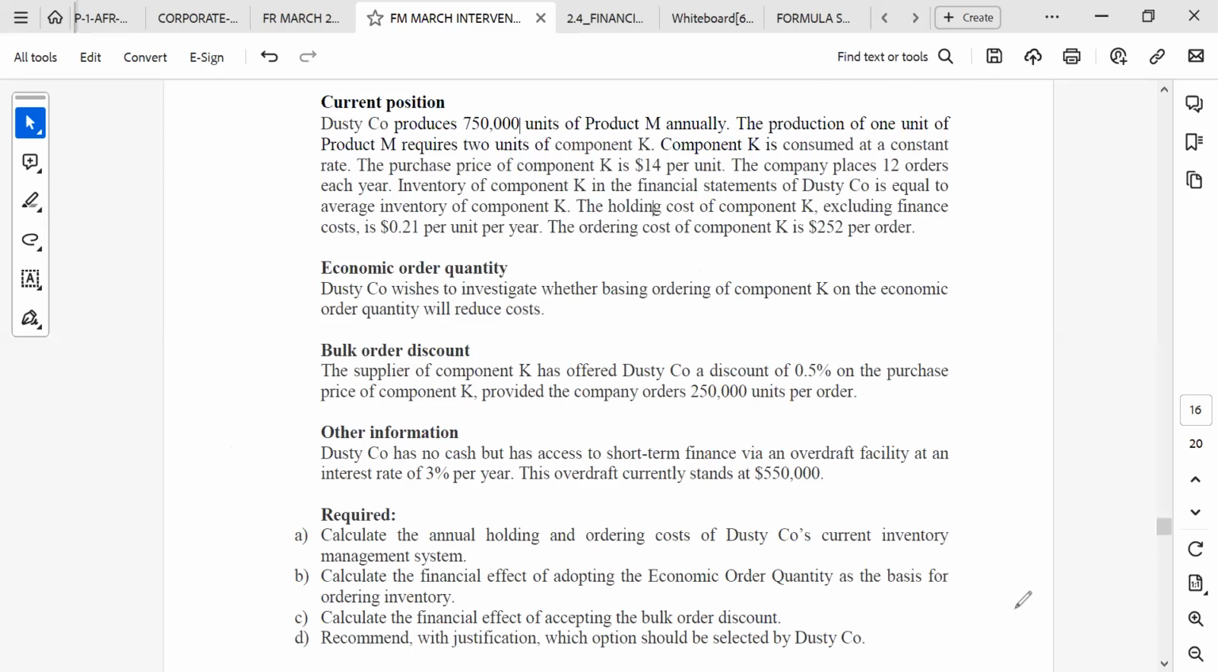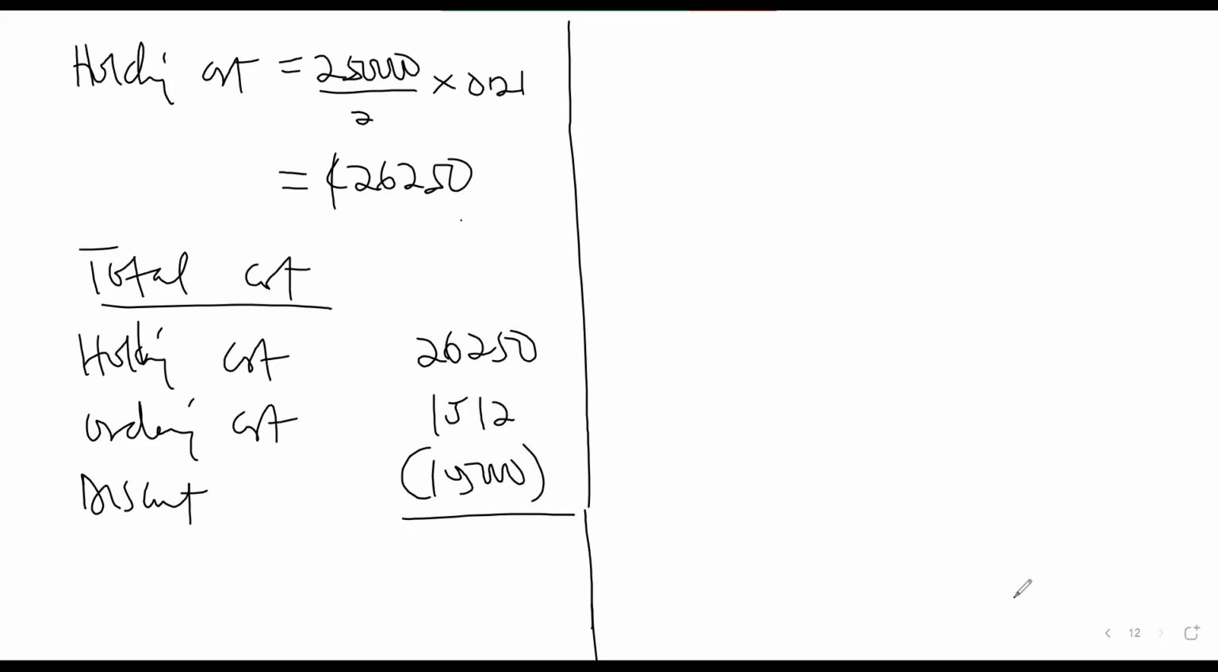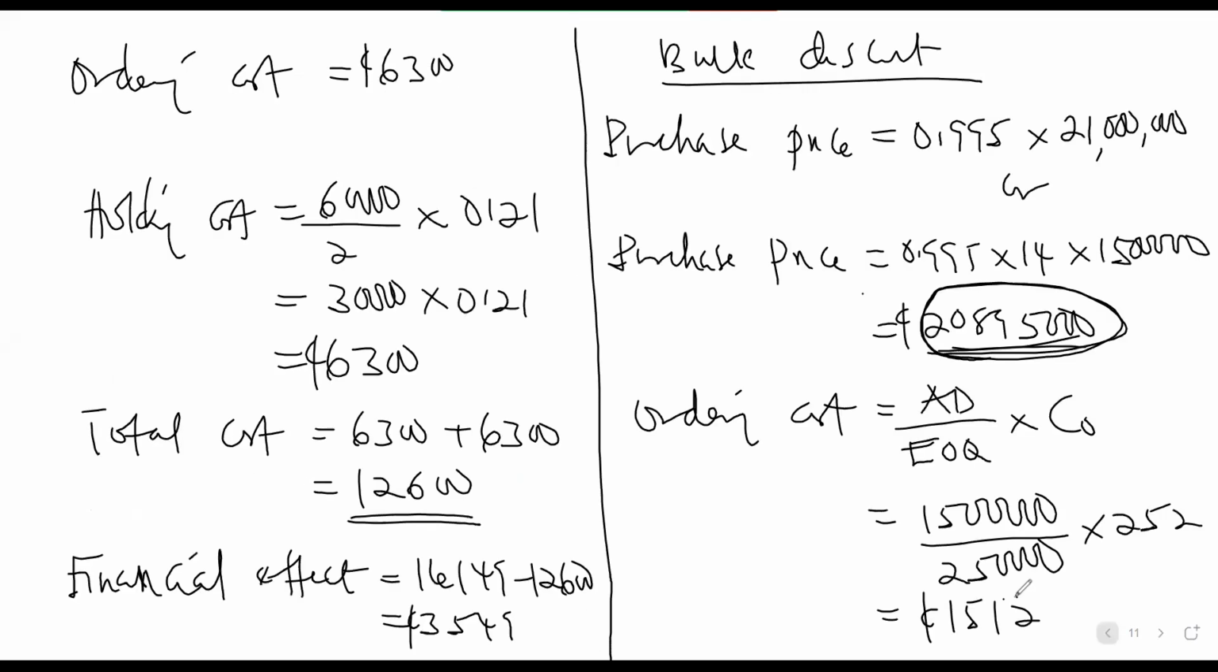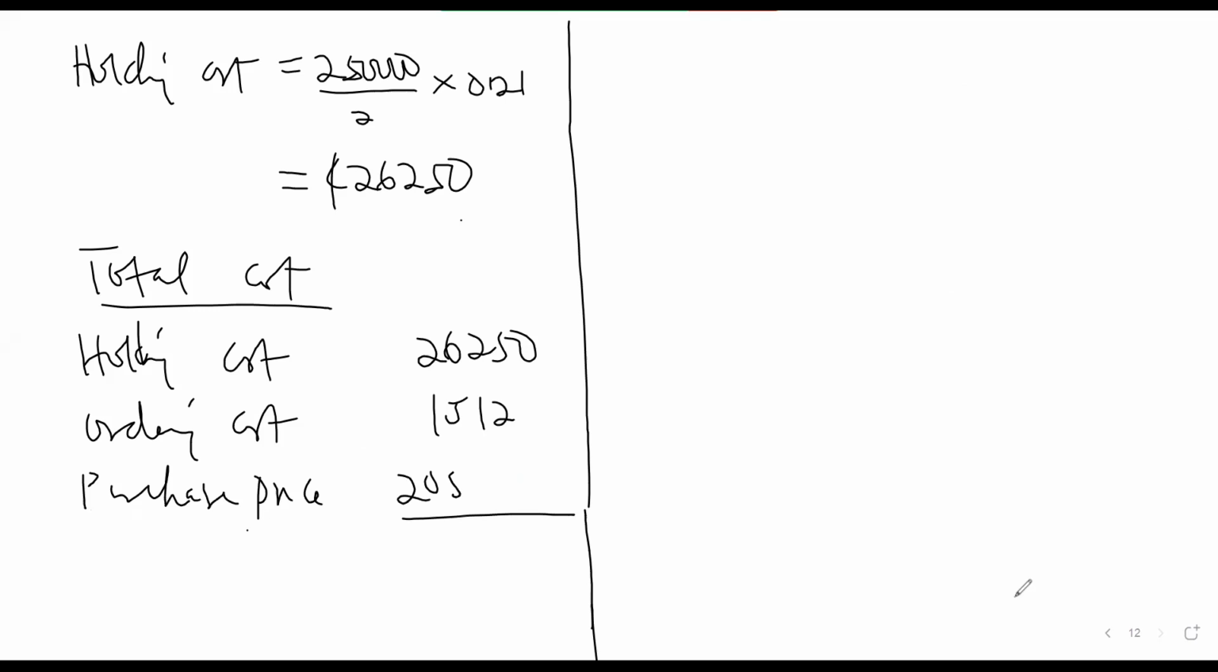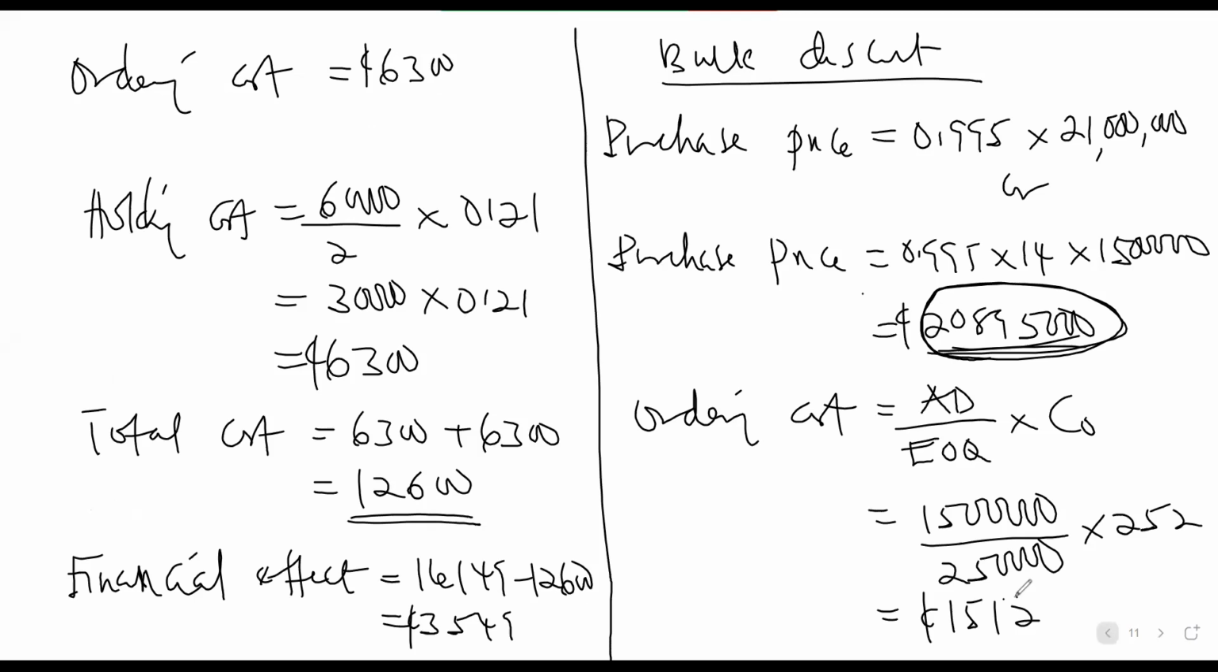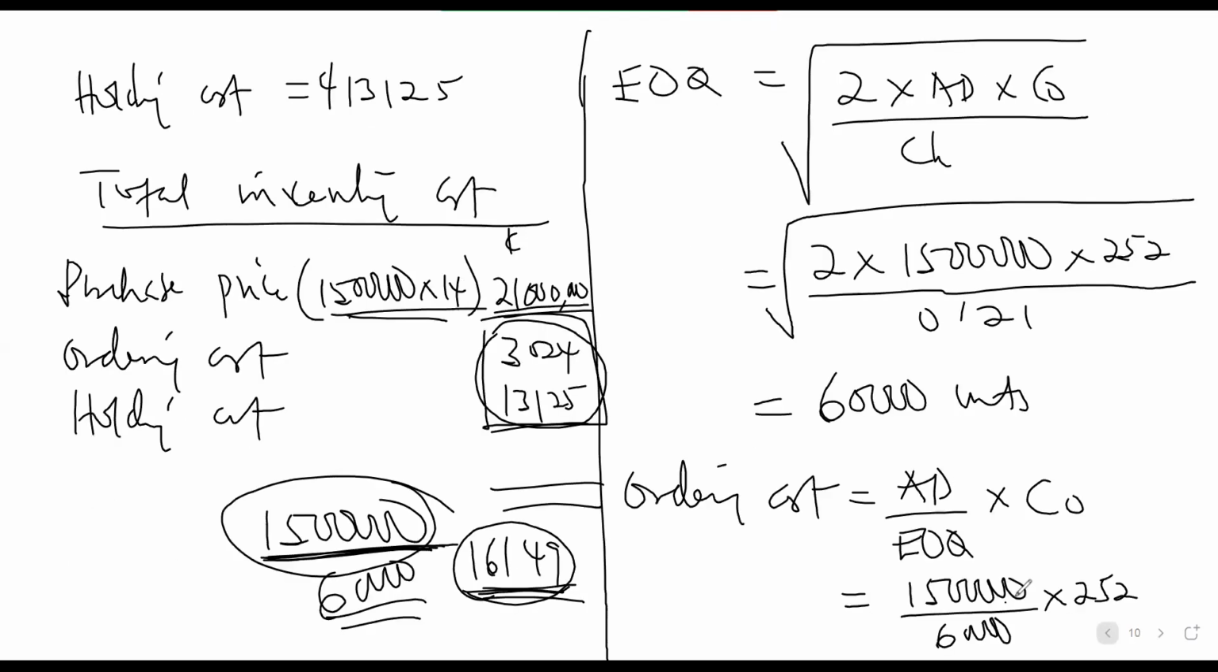So you just add them. First of all, you can just ignore the discount over here. Then you bring your purchase price over here. The purchase price is 220,895,000. Then you put all of them together. If you come to your economic order quantity, you add the purchase price to it, because you will still be buying the 150 at 14 cedis. Then you compare all of them to see which is giving you the least cost.